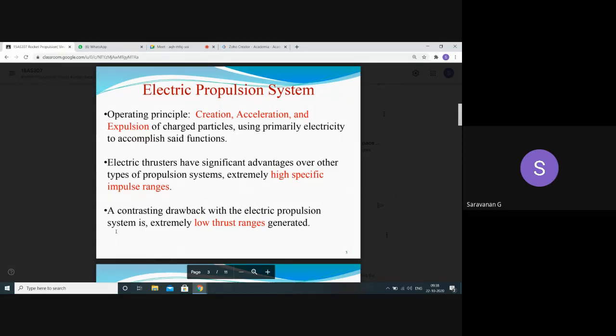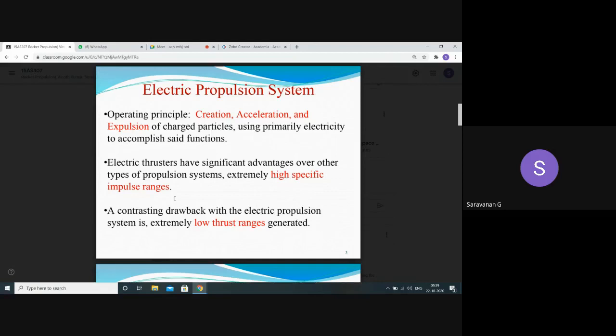The other one is the disadvantageous case while using the charged particle, with three stages: creation of the charged particle, acceleration of the charged particle, and expulsion of the charged particles. So that is the basic operating principle of an electric propulsion system.